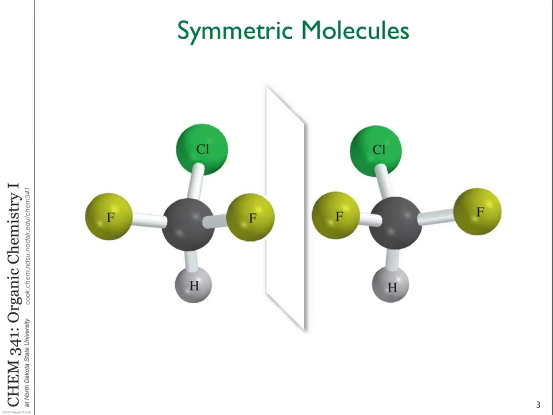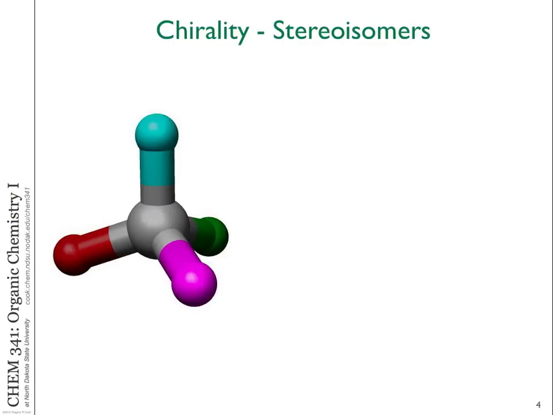Okay, now if you take a look at a molecule with different groups. So if you look at this tetrahedral carbon, I have a red, a purple, a green, or yellow? Green, I guess, and blue.